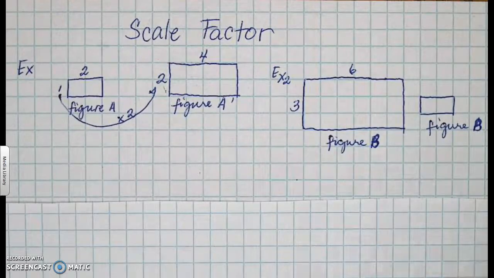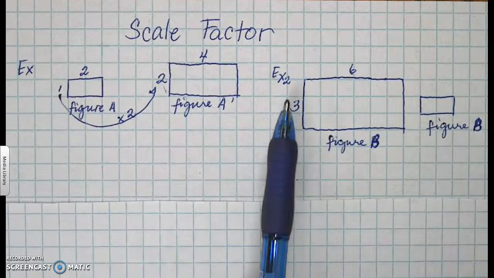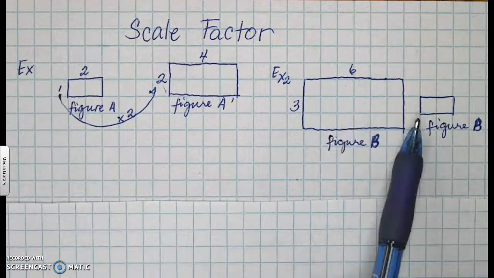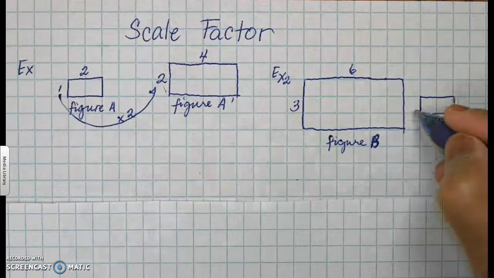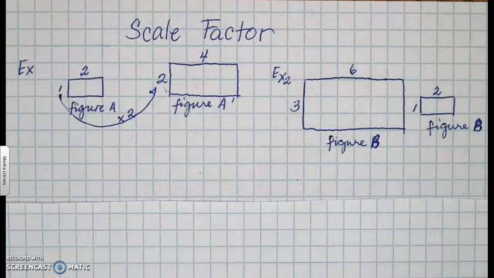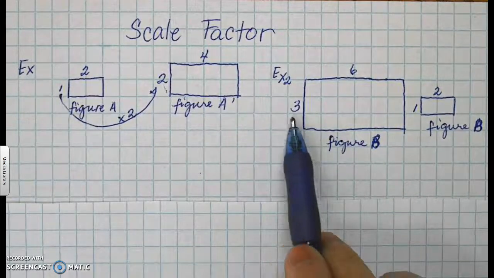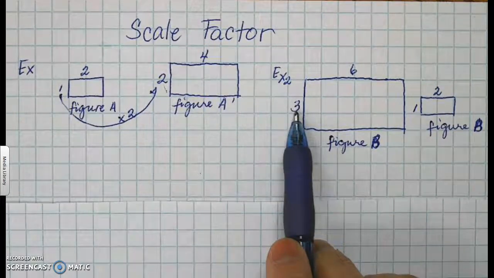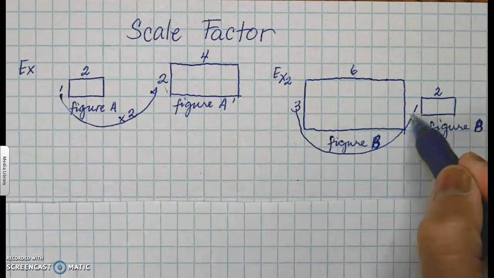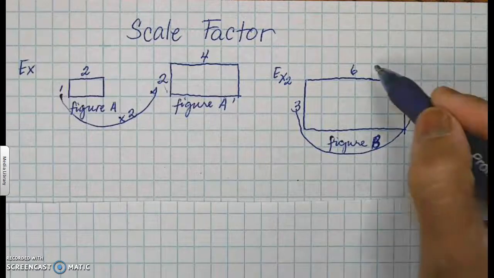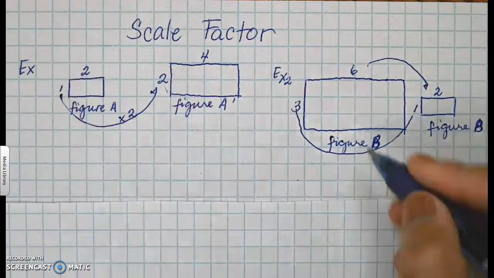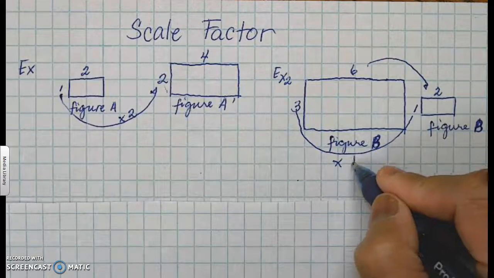For our example number 2, still rectangles, this side is 3 units and this side is 6 units, and it became this. So it became 1 and this became a 2. So let's look at this. What factor have we used to get from 3 to 1? So from 3 it became a 1, and from 6 it became a 2. Very good. We have used a scale factor of multiplying it by 1/3.